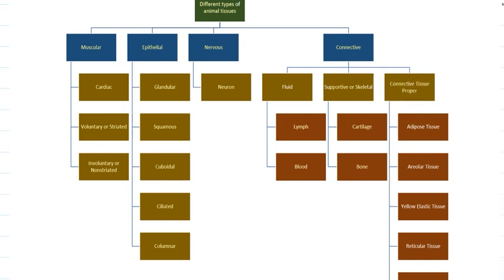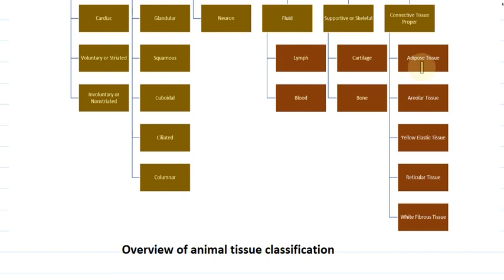So there are various types of connective tissue proper, that is adipose tissue, areolar tissue, yellow elastic tissue, reticular tissue and white fibrous tissue. So what is adipose tissue? Adipose tissue actually consists of oval or round shaped cells that are filled with fat globules. So they help in the storage of fat.